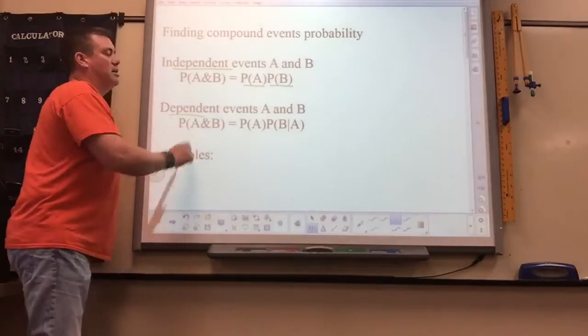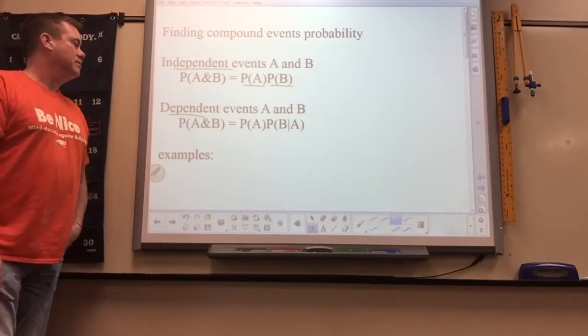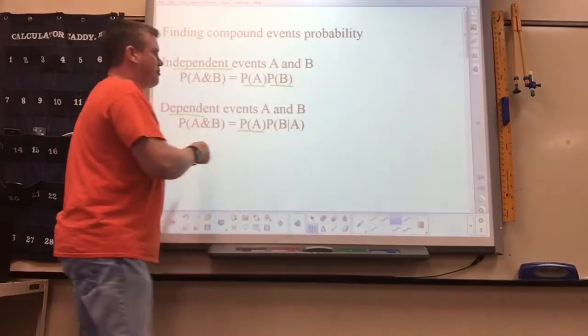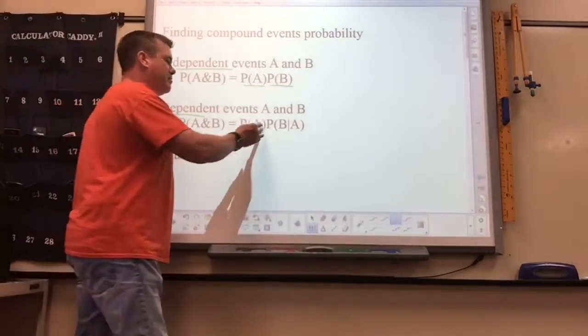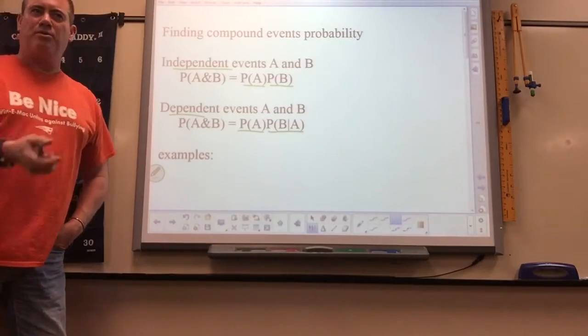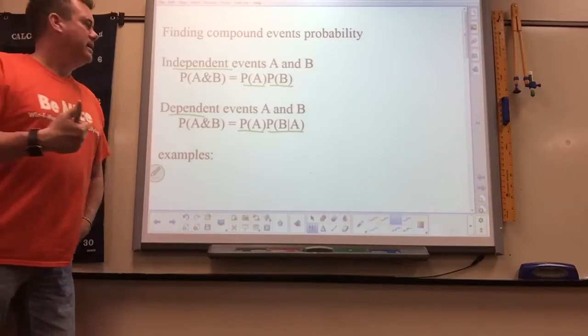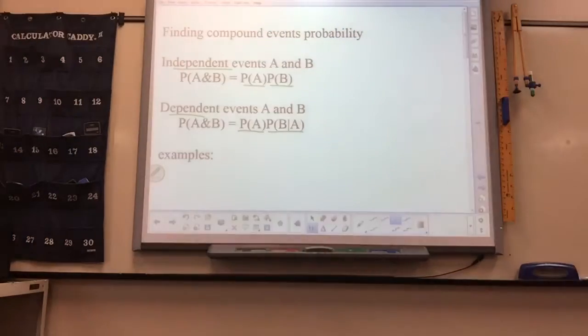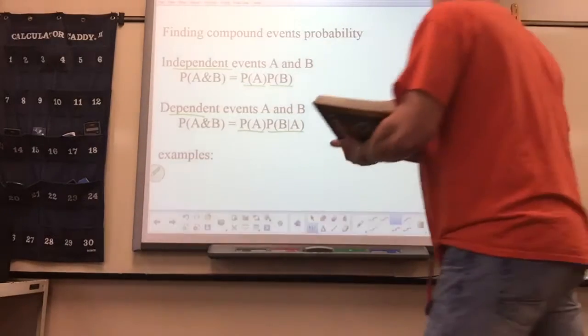Dependent events are a little bit harder. You got to take the probability of the first thing times the probability of what would happen without the first thing. What that means, P/A, it's easier if I just do this example, then you can see.